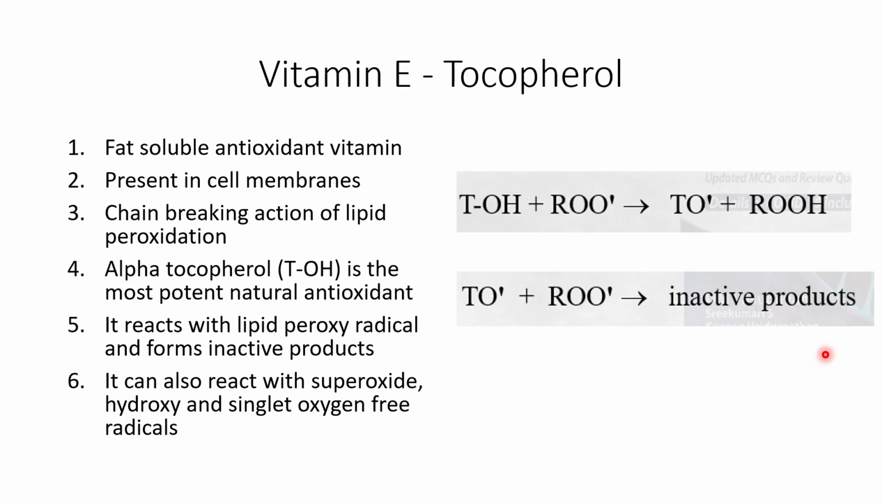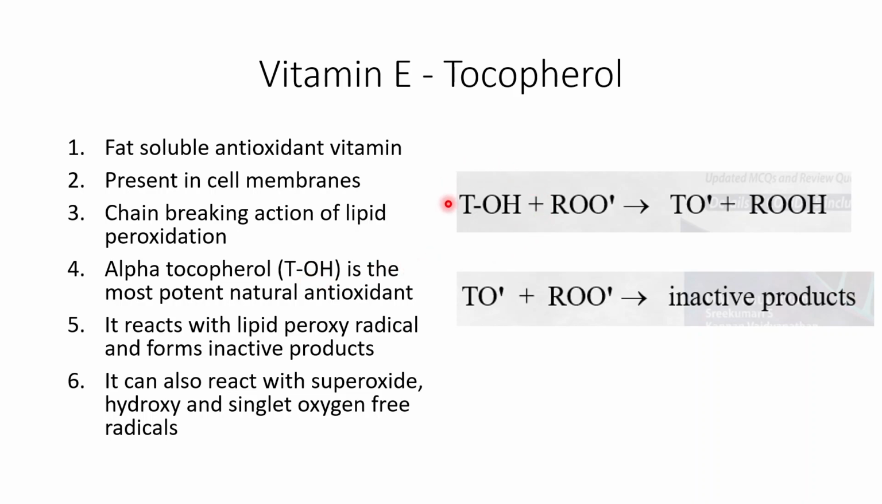Next we have vitamin E, which is also known as tocopherol. Vitamin E is a fat soluble antioxidant vitamin. It is present in cell membranes. The action of vitamin E is a chain breaking action in lipid peroxidation. The most common vitamin E is alpha tocopherol, and it is also the most potent natural antioxidant.